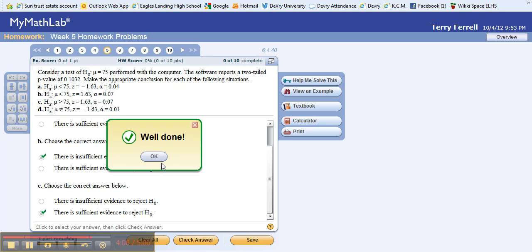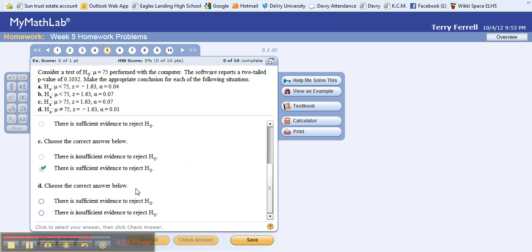Okay, last but not least, same logic. This is a not equal to this time. It's a two-tailed test. We're going to use the p-value that they gave us. Well, it's 0.1032, and I have 0.01 as my alpha. This one you don't have to look up. If p is less than alpha, you reject. It's greater than alpha. So since p is greater than alpha, we have insufficient evidence to reject the null.